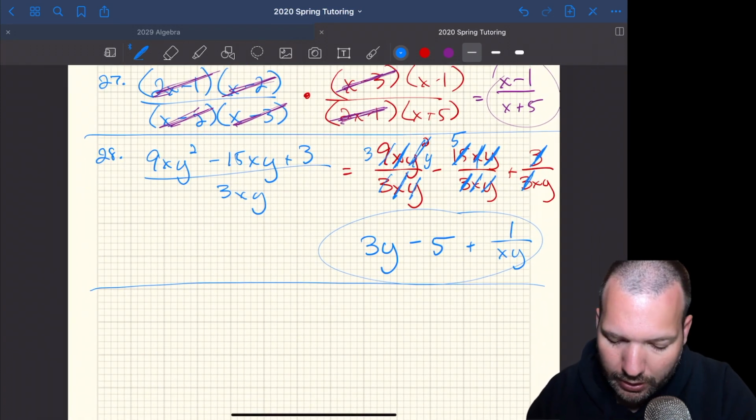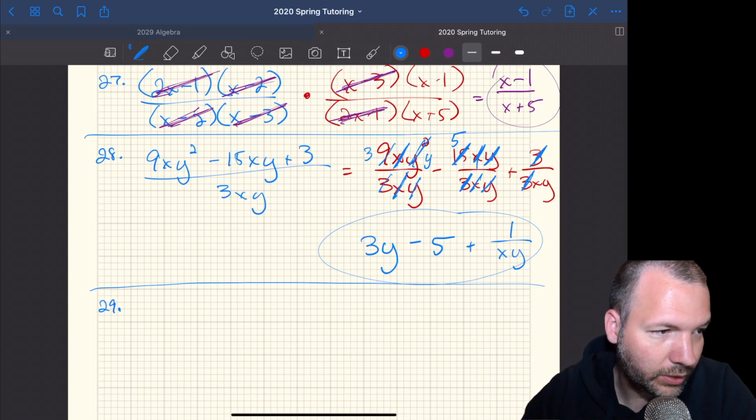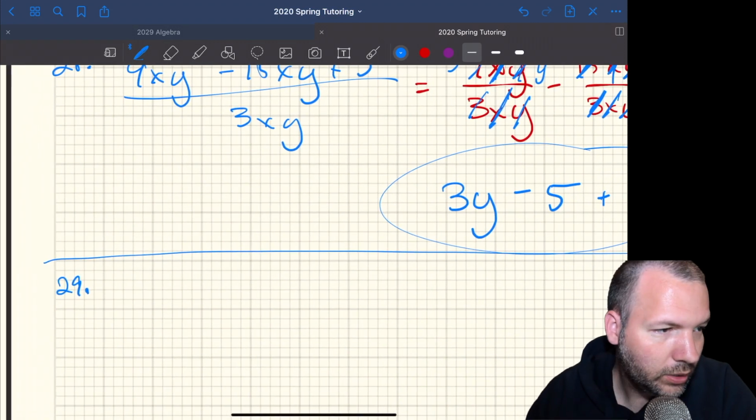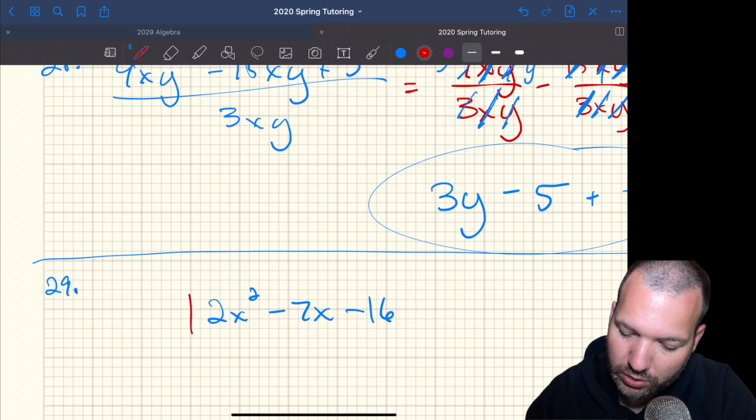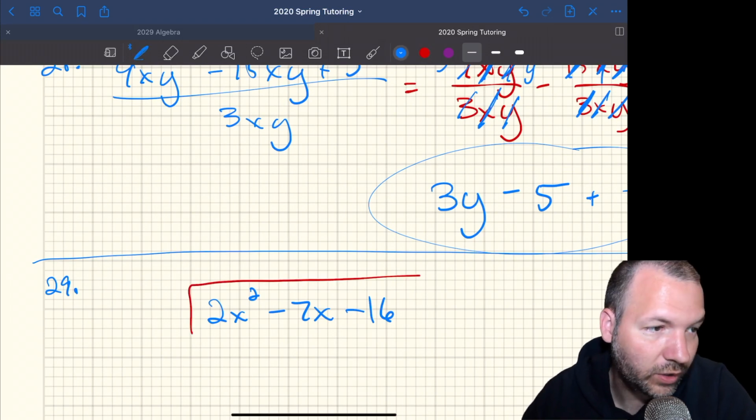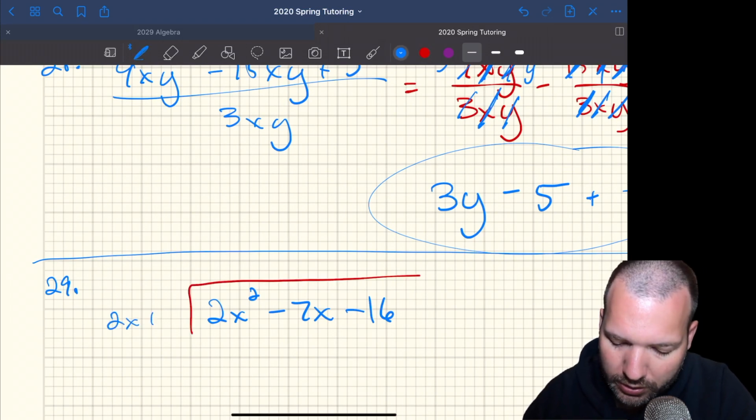Number 29. Goodness, I hope the audio syncs well on this one. 2x squared minus 7x minus 16. They want us to divide. They want it with long division. How do I know this?